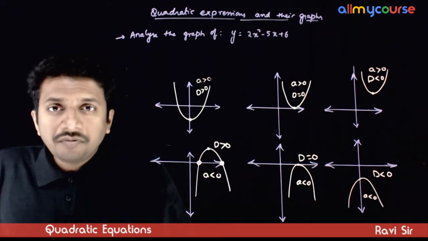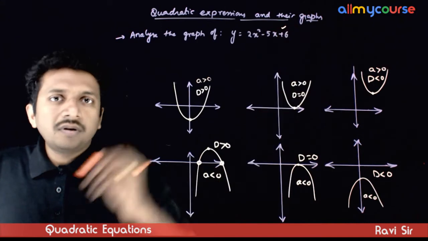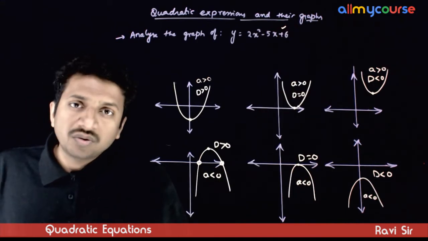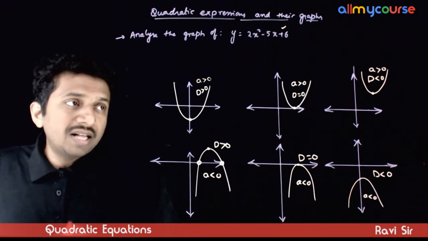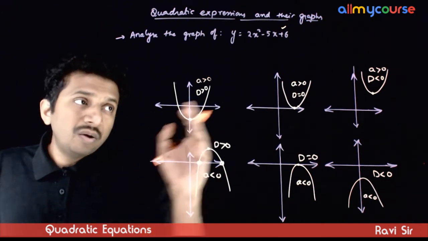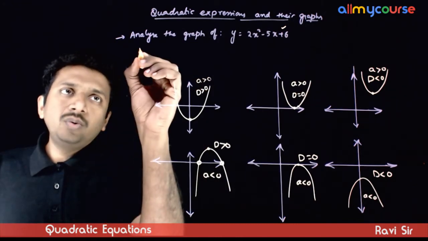So let us take a very simple example. You're asked to analyze the graph of y = 2x² - 5x + 6. It means you're asked to decide which case this graph comes in. So there are two things to observe.